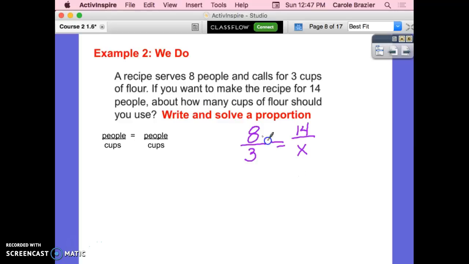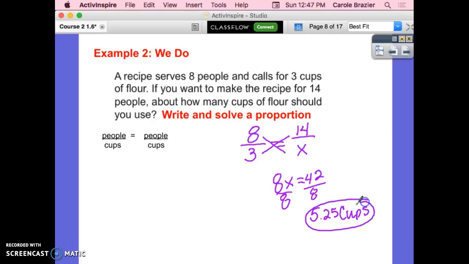Okay, so to solve this, you should have done 8 times x and gotten 8x, 3 times 14, and you would have gotten 42. And then if you would have divided by 8, you would have been left with 5.25. So about 5 1/4 cups of flour, or 5.25 cups. I'm okay if you leave it as a decimal. Okay, so that's what you need to do.